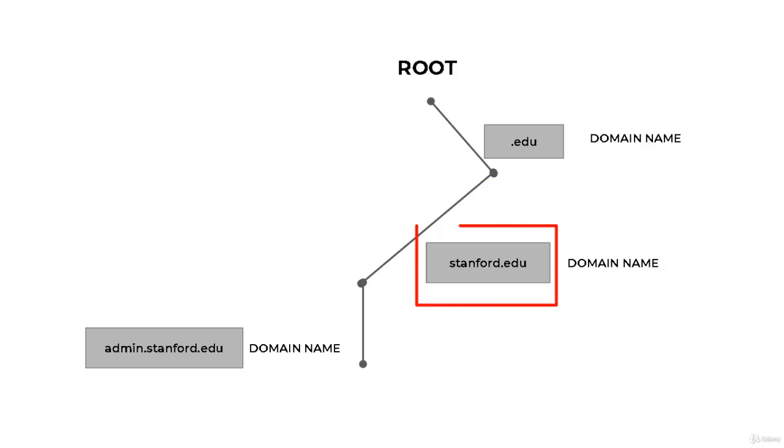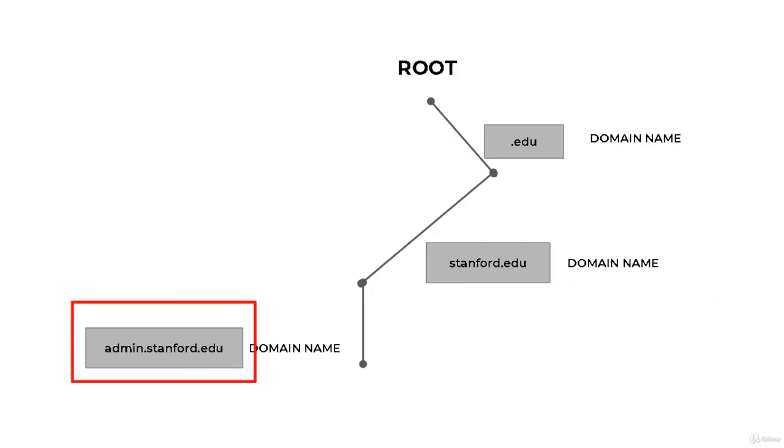Then comes Stanford.edu. Now, Stanford stands for the domain name authority. Stanford is a specific domain. And finally, the admin, that is admin.stanford.edu, is a subdomain. So it is easier to remember admin.stanford.edu than to remember an entire IP address.